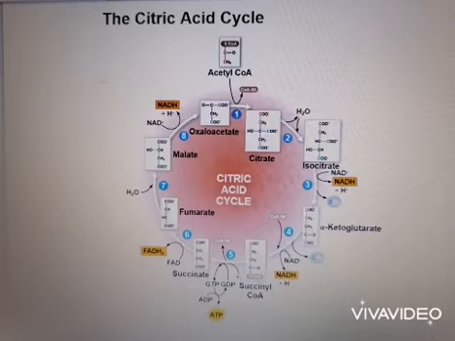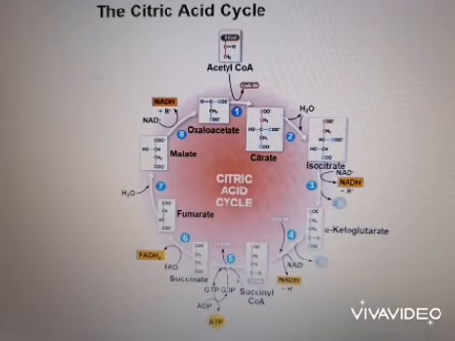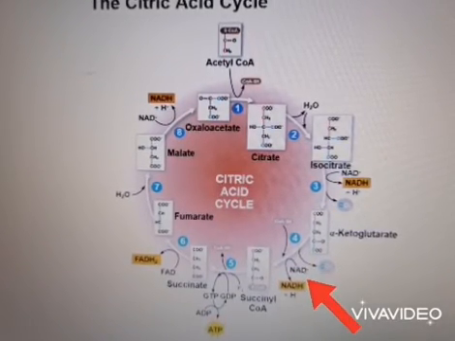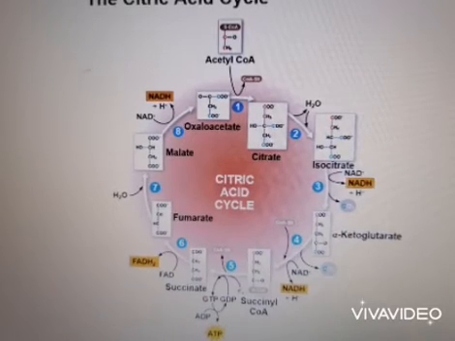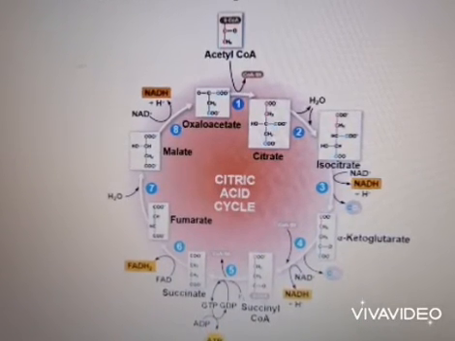In my fourth step, the alpha ketoglutarate is converted into succinyl-CoA by the enzyme called alpha ketoglutarate dehydrogenase. In this reaction, NAD is reduced to NADH and a molecule of carbon dioxide is released. Hence, succinyl-CoA is a 4-carbon compound.